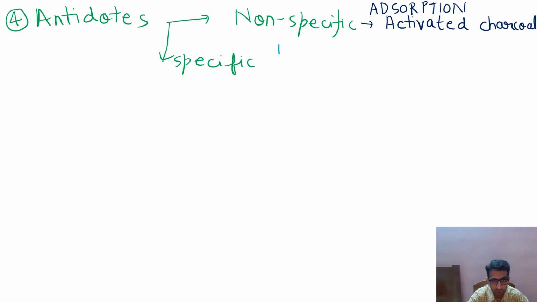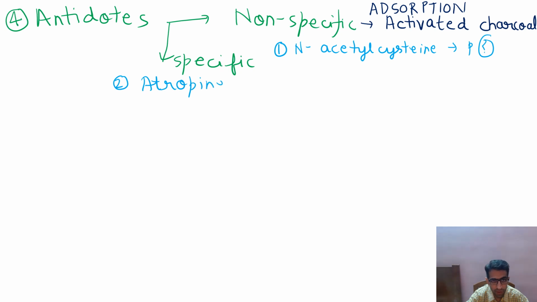Now moving on to the specific ones. First is N-acetylcysteine, which is a drug of choice in a poisoning. The name of the poison starts with P. Tell me in the YouTube comment section. Then atropine is a drug of choice in a very specific poisoning. The name starts with the alphabet O. Okay, this is a quiz. I would love to play a quiz with my students. So yeah, please do let me know.